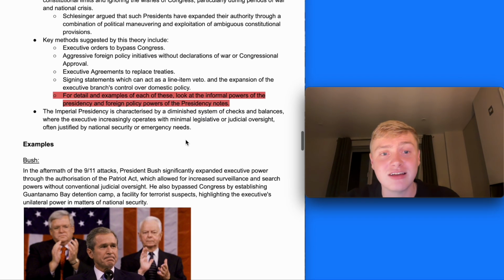The imperial presidency is characterized by a diminished system of checks and balances, where the executive increasingly operates with minimal legislative or judicial oversight, often justified by national security or emergency needs.